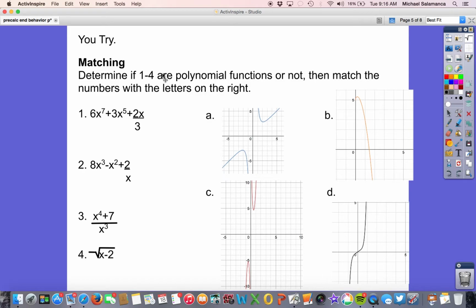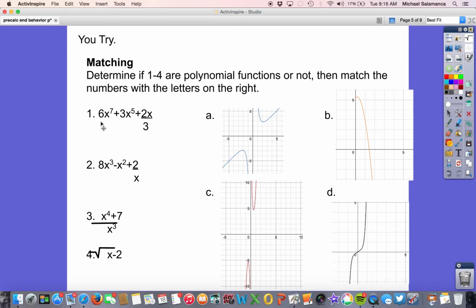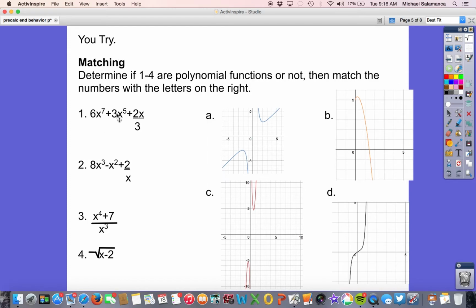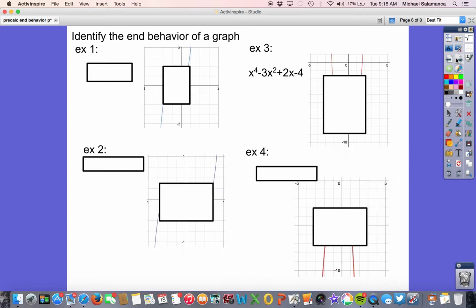So now it's your turn. Try solving problems 1 through 4 and determine if they're polynomial functions or not. Then match the graphs with the letters. For example, problem 1 says 6x to the 7th plus 3x to the 5th plus 2x divided by 3. First you need to identify if it's a function, and if it is, we need to match it to the graphs on the right. So try that for now and we'll take a look at it in class.